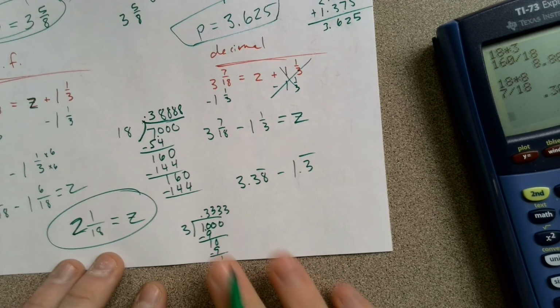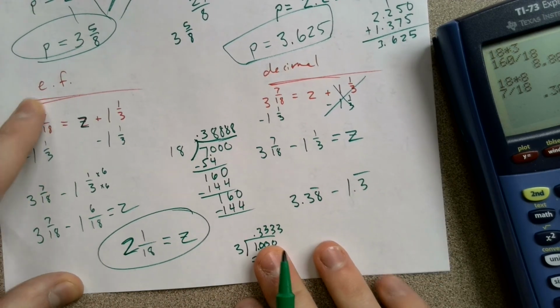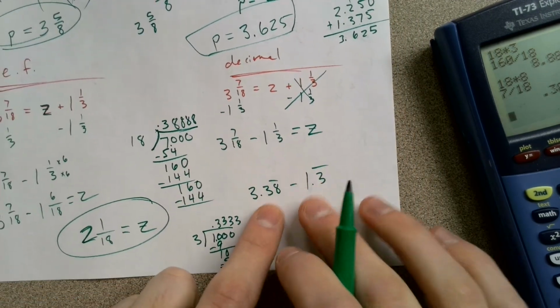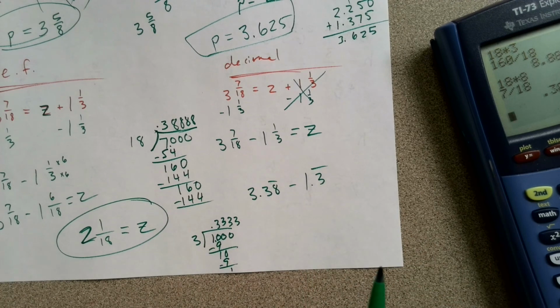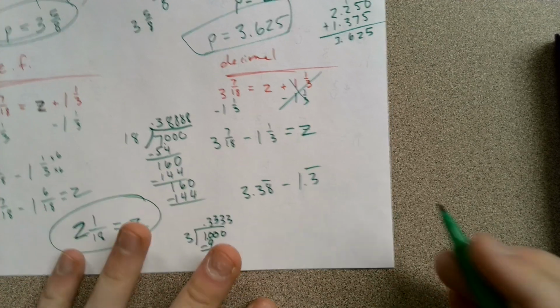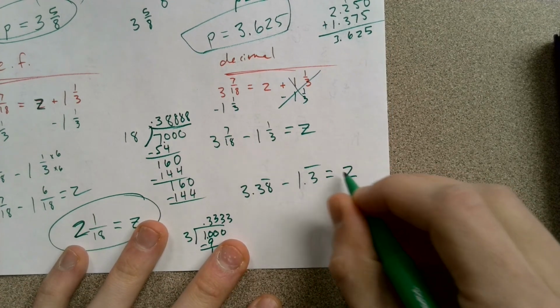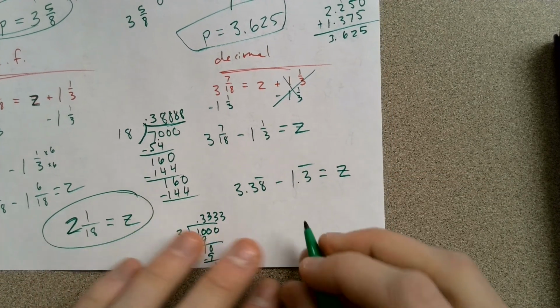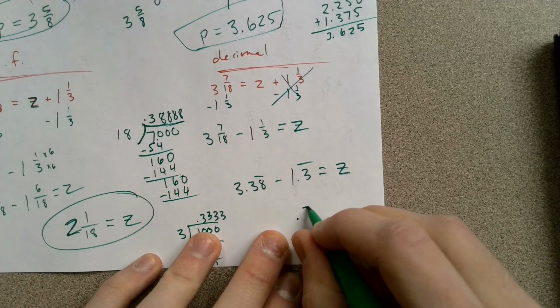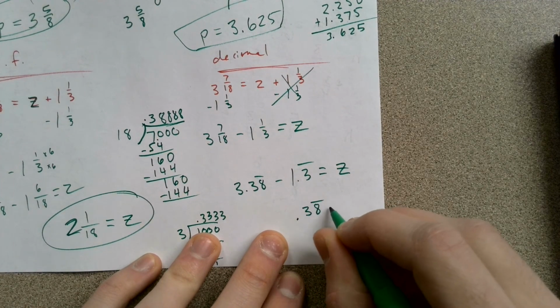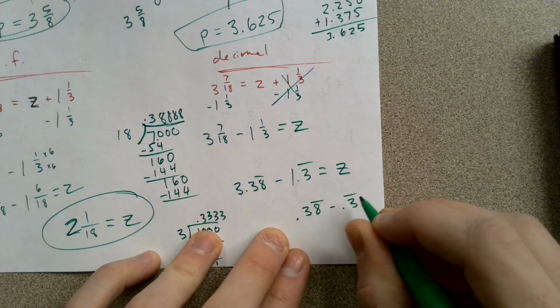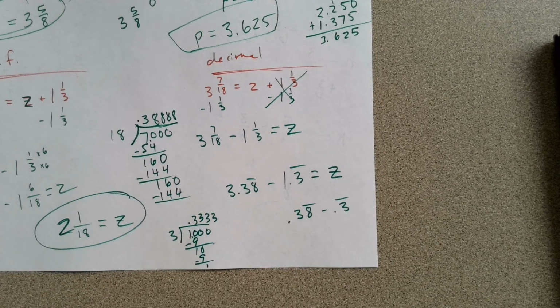And now this is why it might be a little bit easier to use the equivalent fractions. We are subtracting some repeating numbers. It is doable, but it's not easy. And that will be equal to z. 0.38 repeating minus 0.3 repeating. Not the easiest thing to do in the world.